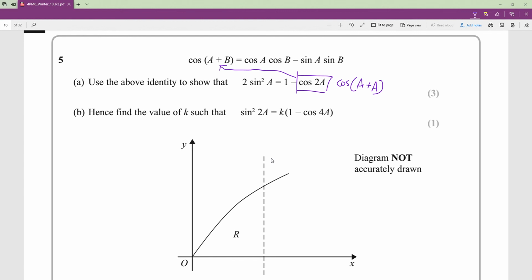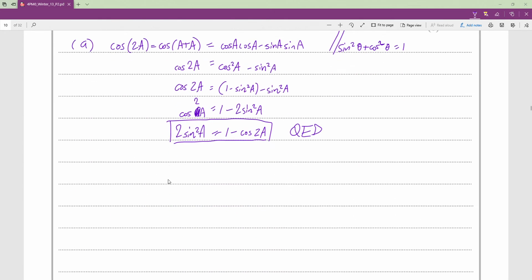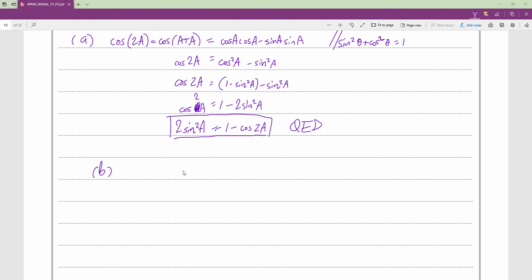We can make this clearer in the sense that if we know that sin squared 2a is k(1 minus cos 2 times 2a), our theta here is like 2a, so this identity still holds perfectly well. And given that if this were to be 2, k would be 1, let's see what we have here.